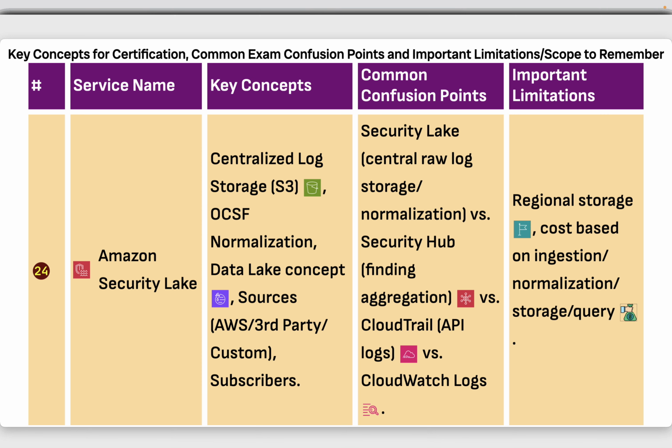Next, Amazon Security Lake. Key concepts are centralized log storage in S3, OCSF normalization, which is Open Cybersecurity Schema Framework, data lake concepts, sources like AWS, third-party or custom, and subscribers. Confusion can be Security Lake, which is central raw log storage and normalization, versus Security Hub, which is for finding aggregation, versus CloudTrail, which is for API logs, versus CloudWatch Logs. Limitations: regional storage, and cost based on ingestion, normalization, storage and query.